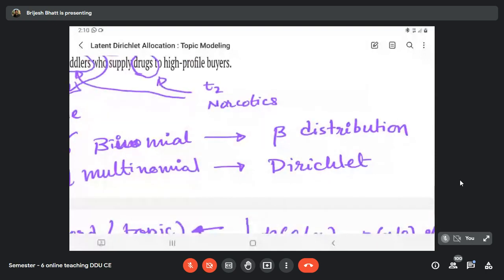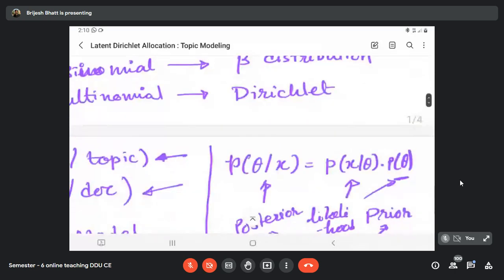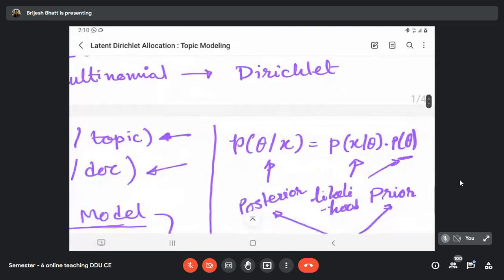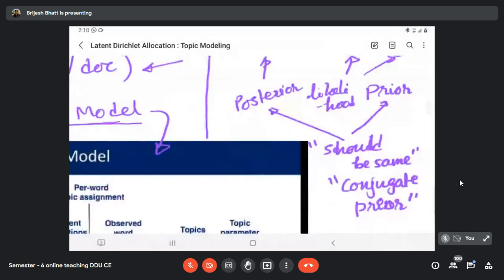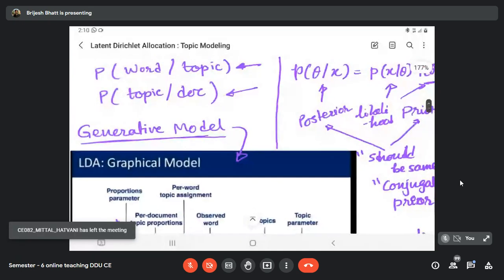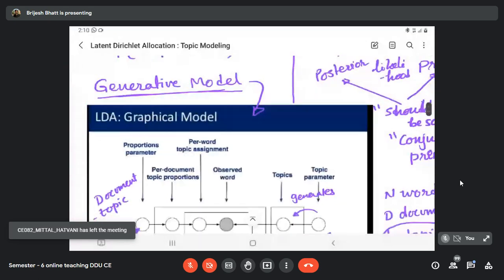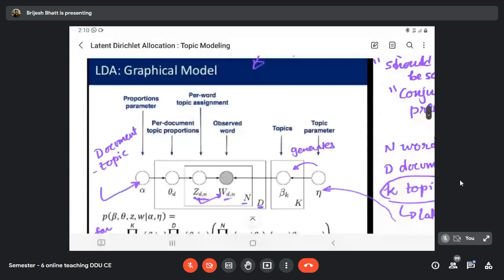In case of binomial, where everything is binary, beta distribution can play a role as a conjugate prior. Conjugate prior means when you multiply with this, the resultant also remains the same. Similarly, for multinomial, which is the case now for topic modeling, because we said there are multiple topics, the posterior will be the same if you make an assumption that the data is coming from a Dirichlet distribution. And that is what we mean by conjugate prior. So let us look at the graph to understand what it is.